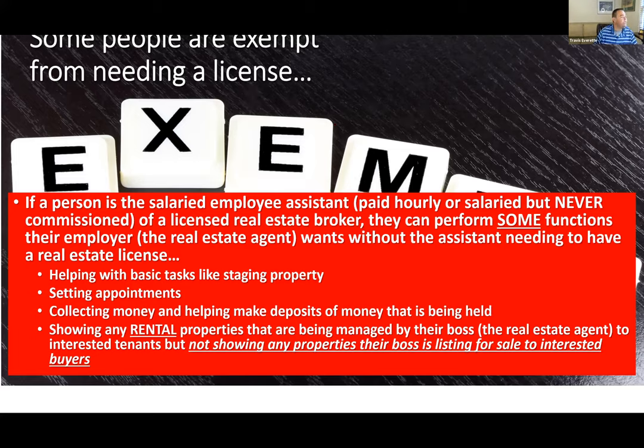The salaried assistant of a real estate broker cannot show properties that are what? For sale. They can't. I don't know why this is the rule.